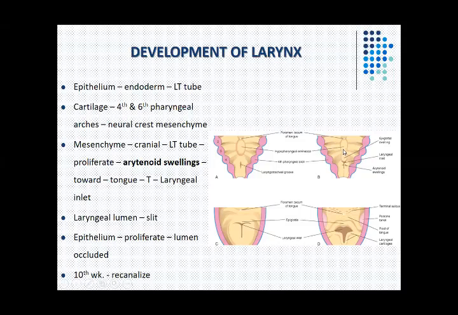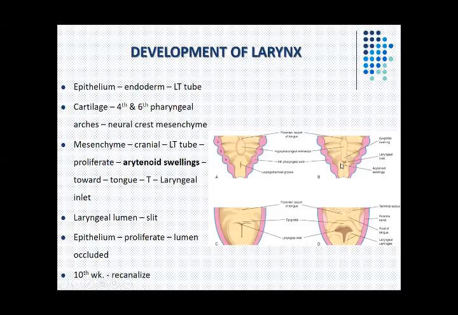This part of the mesenchyme, forming the hypobranchial eminence, will give rise to the tongue. Now the mesenchyme of the laryngotracheal tube, the cranial end, this proliferates and grows towards the tongue. As it grows towards it, it proliferates cranially and side by side also.